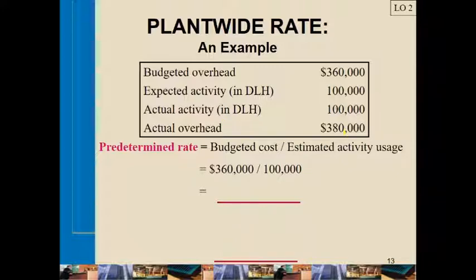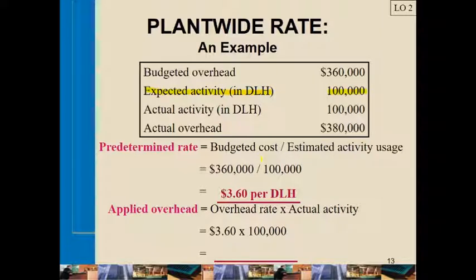Now again, under functional base, you will first get the unit cost, right? So here we get the predetermined overhead rate. What we will use here as the activity usage or cost driver is of course the expected activity, which is 100,000. So that is your budgeted cost of 360,000 and your expected activity of 100,000, so you have a predetermined overhead rate of 3.6.